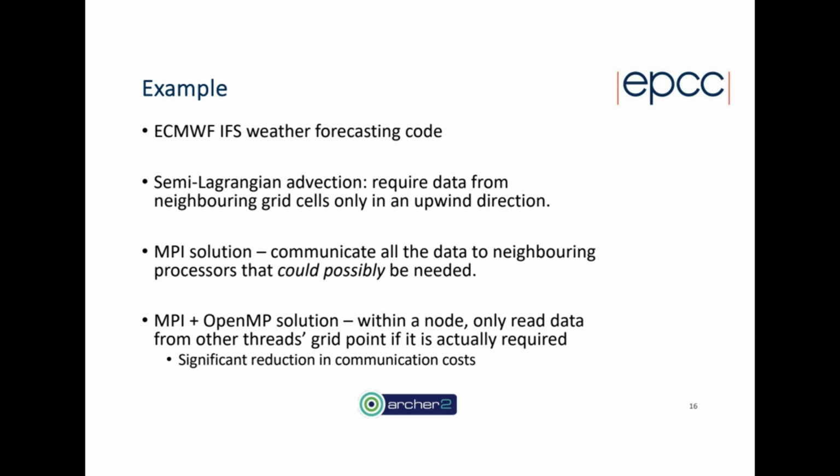Okay, so that's very natural. Instead of having a two-sided communication process between threads, it's just a question of one thread writing and another thread reading. So it's easy to arrange that. Very naturally, the threads will only access the data that they need. And for this particular application code, this results in a significant reduction in communication costs.